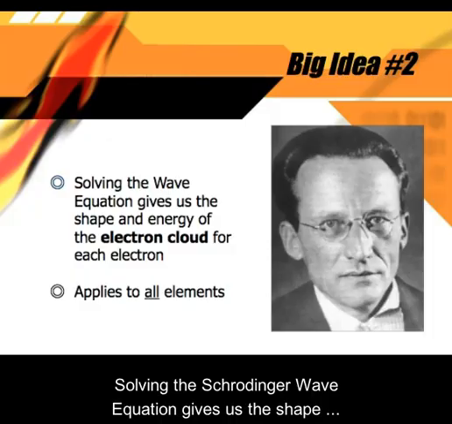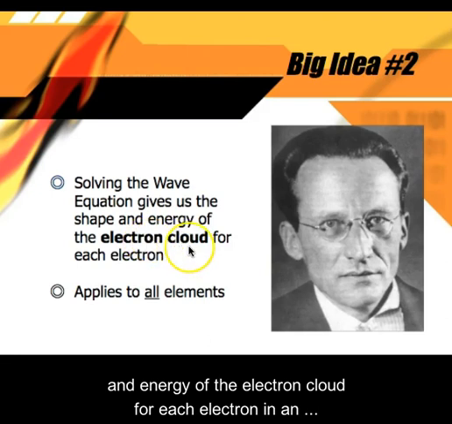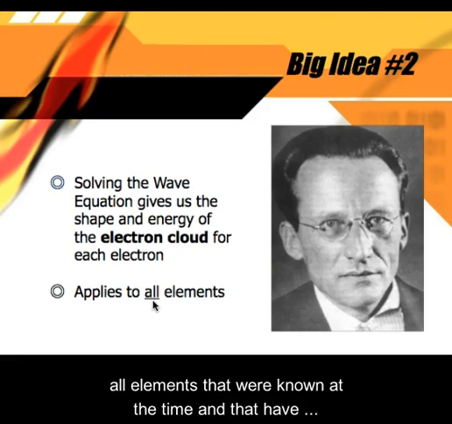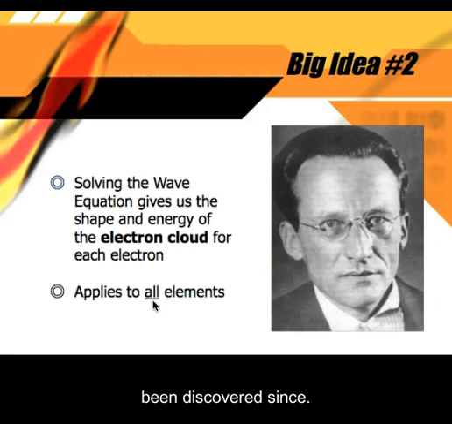Solving the Schrödinger wave equation gives us the shape and energy of the electron cloud for each electron in an atom. The wave equation not only applies to all elements that were known at the time, but also to all elements that have been discovered since.